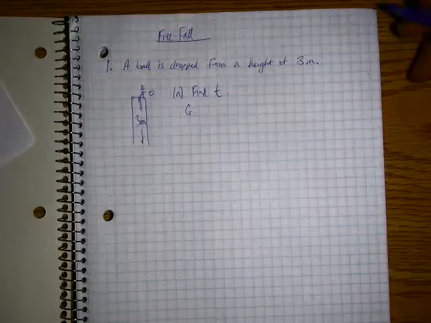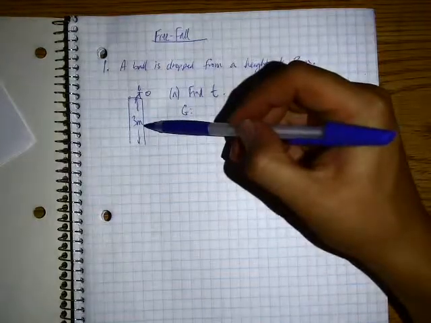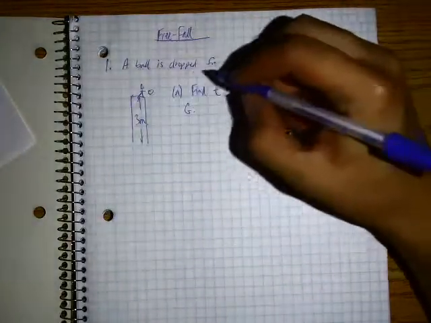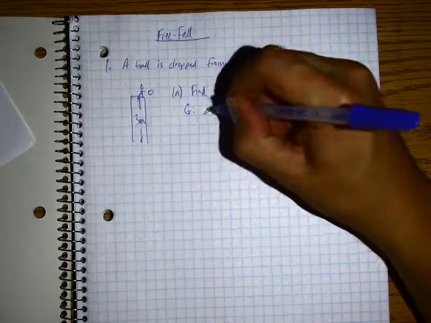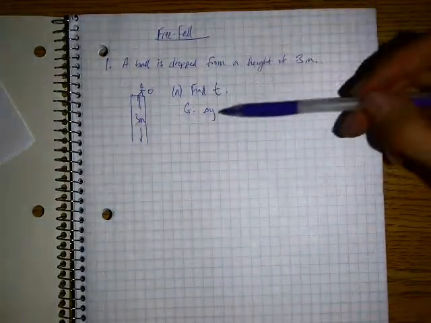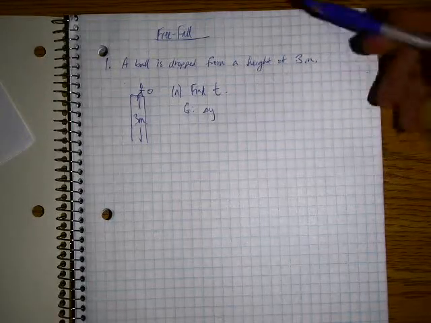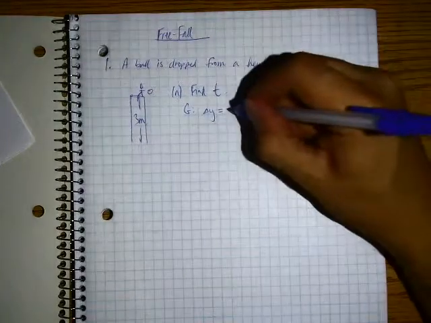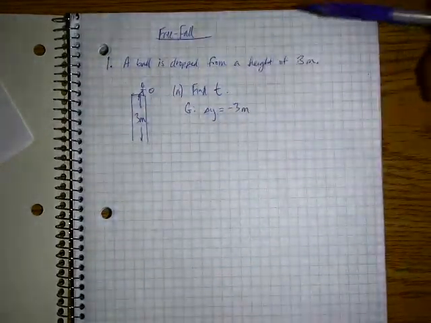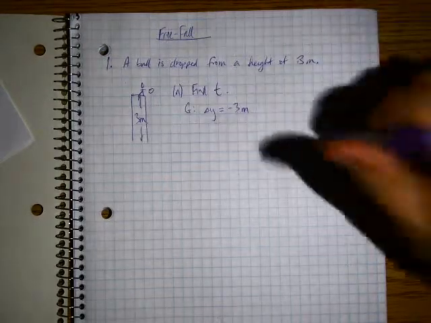So in a free fall situation, what are we given? We are definitely given the height. And what is that height? That is going to be our delta y, our change in vertical position. You can use delta x or delta y. Y is typically for vertical, and delta y in this case would be -3 meters. Why is that? It starts at the top and it ends at the bottom.